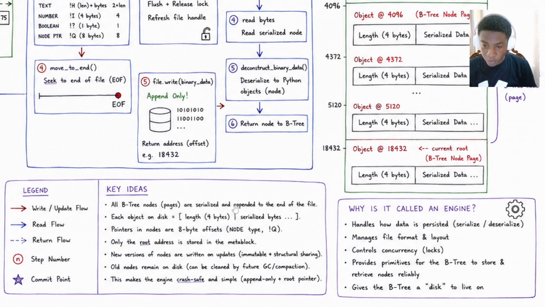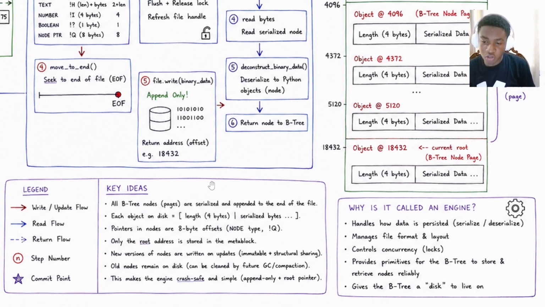So again, why is it called an engine? Because it handles how data is persistent, whether it knows how to serialize or deserialize those, and it also handles file locking, so that no other program can read it, and it also controls concurrency locks.